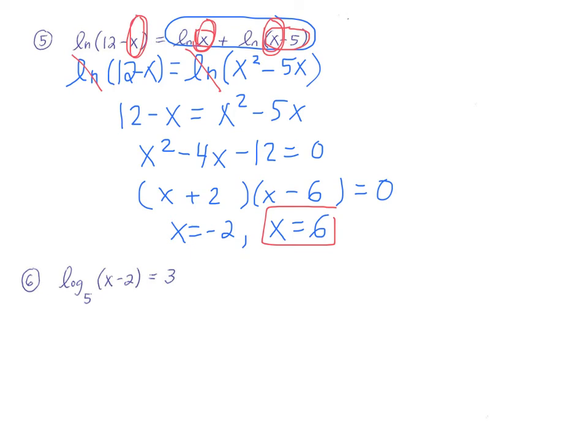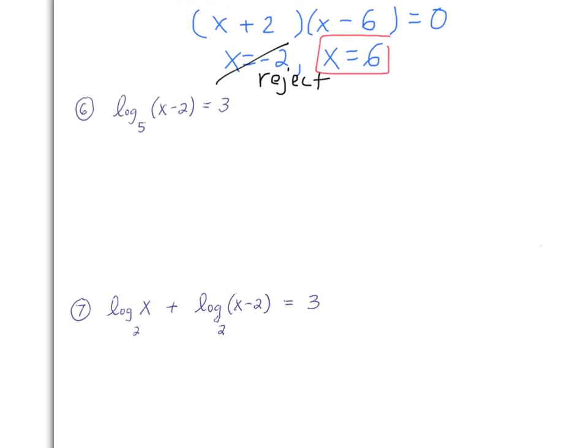6 is okay. However, notice if you were to plug in negative 2 into this part right here, ln of x, you have the natural log of negative 2. Well, that's a problem. That's outside of our domain, so we're going to reject that answer. So x equals 6 is our only solution. Okay?